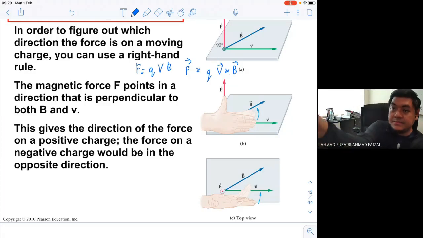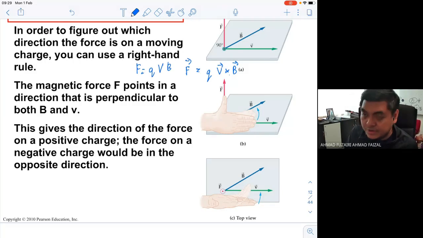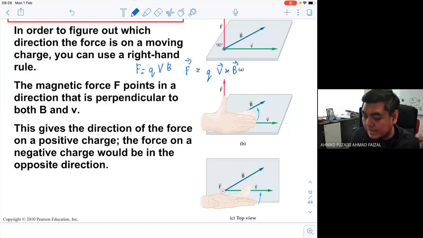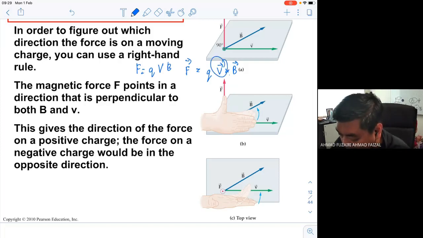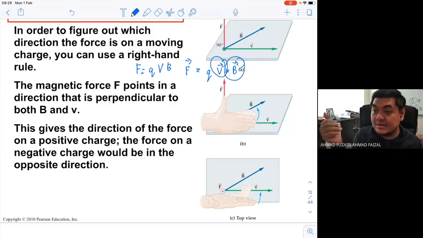Try to put your palm, the palm of your hand. Try to imagine that V is going to the positive x-axis. And then what we want to calculate: according to the equation, V must cross B. How to do crossing? Crossing is by slapping.